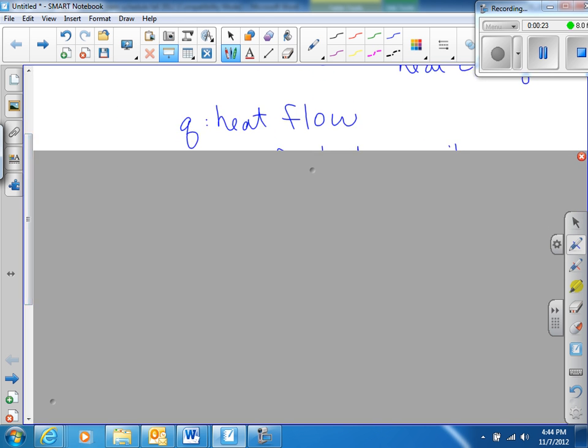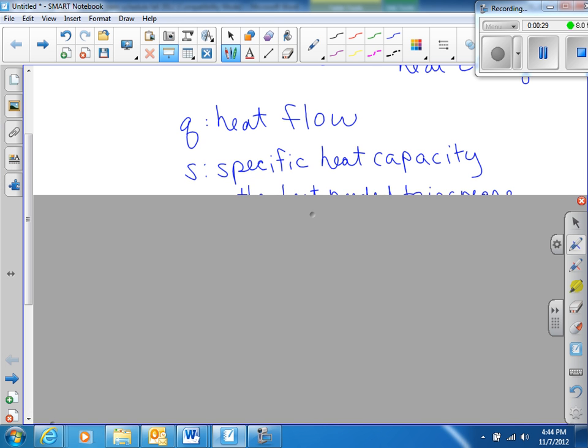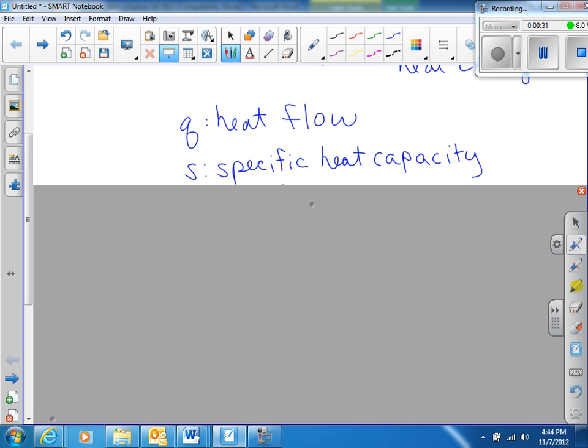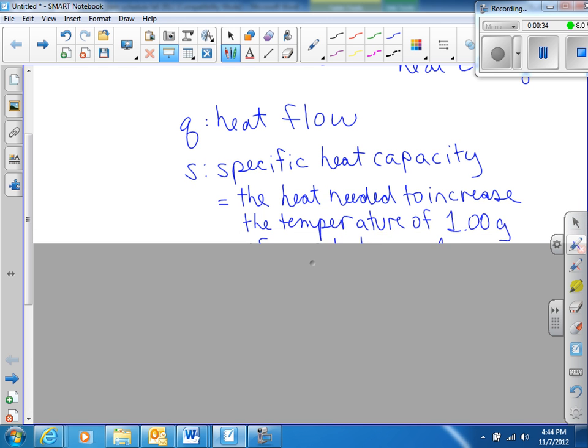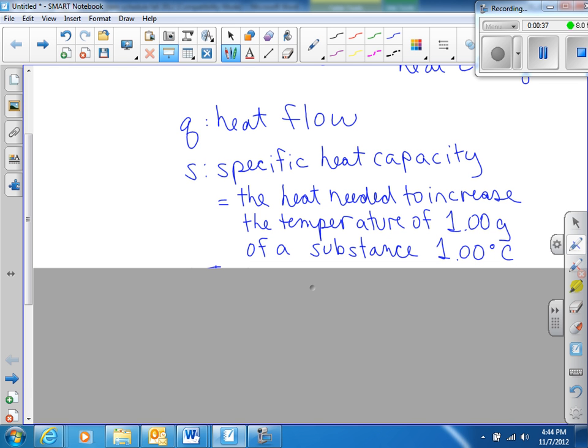We have this variable Q, which represents heat flow. There's a new variable S, which represents something called the specific heat capacity. And the specific heat capacity is the heat needed to increase the temperature of 1 gram of a substance 1 degree Celsius. So it's how much heat you need to make 1 gram of water go from 28 to 29 degrees Celsius. Or how much heat you need to make 1 gram of copper go from 5 to 6 degrees Celsius. How much heat you need to make 1 gram of a compound have its temperature go up by 1 degree Celsius.